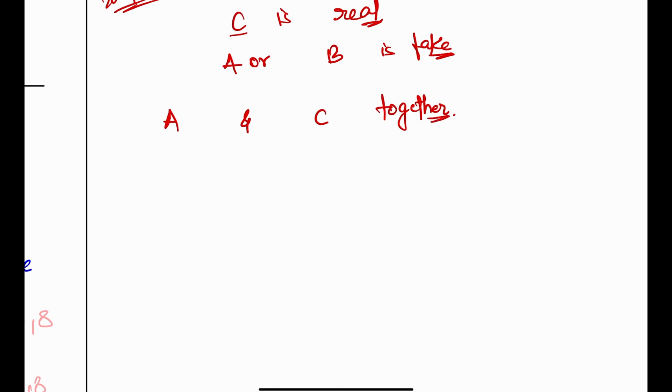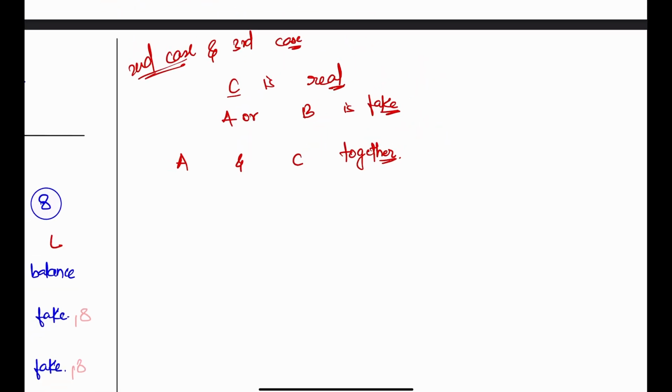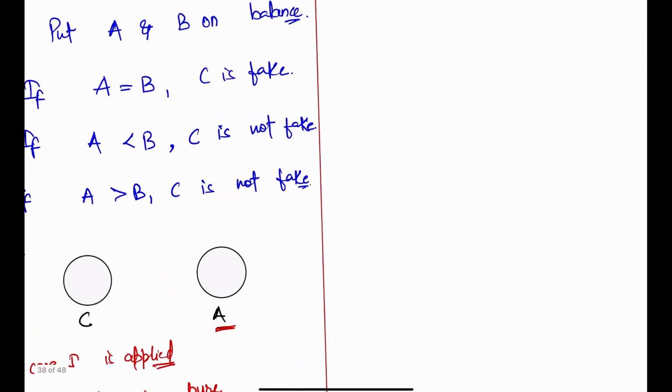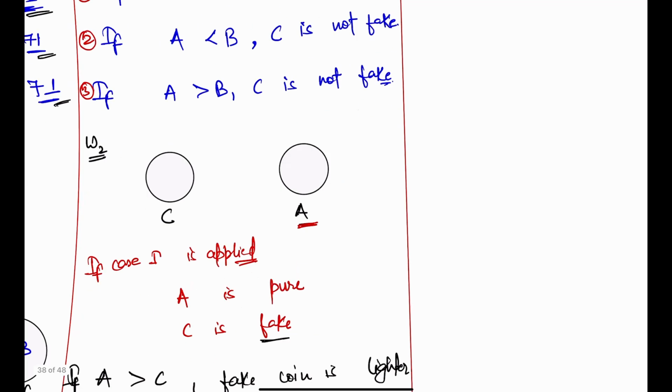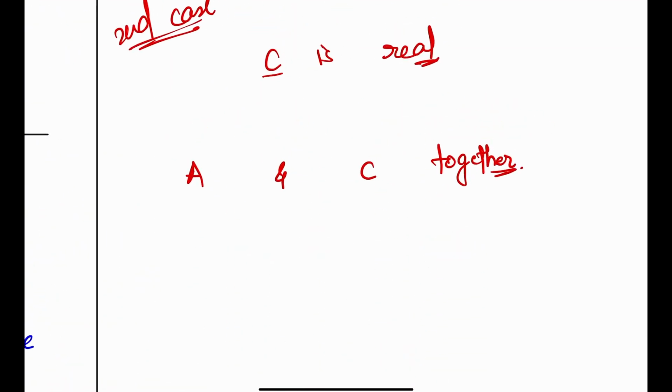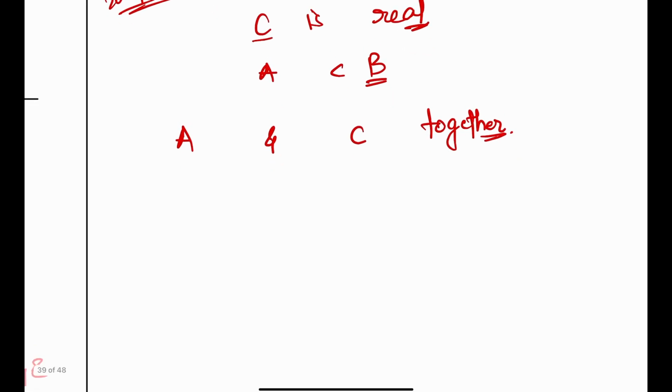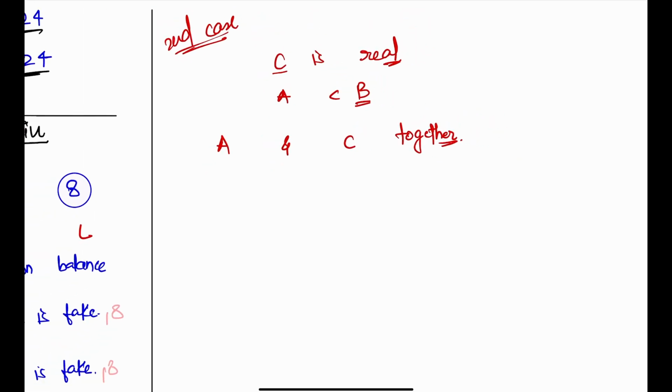Let's take one case at a time, that would be easier for clarity. In the second question, what was the case? A was less than B. So A was less than B, and we are not sure which one is fake. What we will do is measure A and C together.